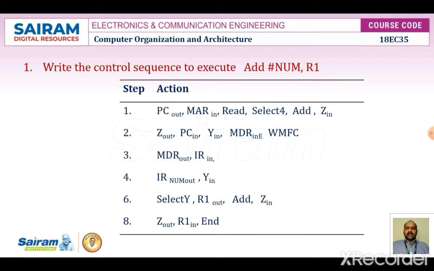So the next step, Z is going to produce an output to the register R1 through the internal processor bus, and finally it's going to give the end signal. The end signal causes a new instruction fetch to begin the next instruction by returning to step 1. In such a way it's going to do the process. This is an example of a control sequence to execute add immediate, R1.